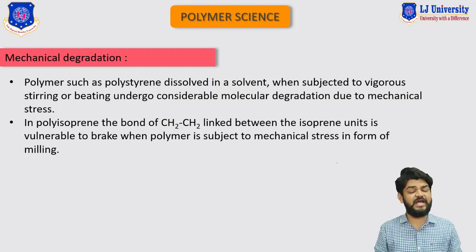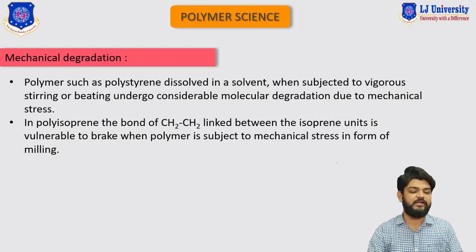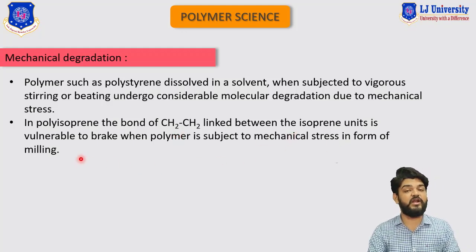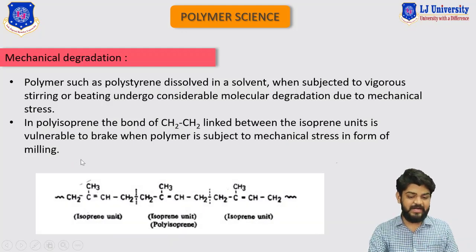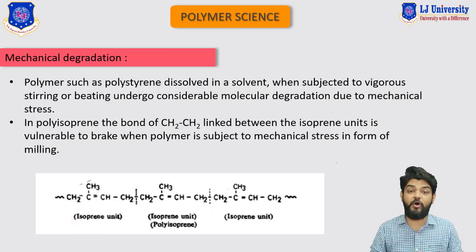Now let's understand this mechanical degradation of the polymer with the example of polyisoprene. As you can see here, in polyisoprene the bond of CH2 to CH2 linked between isoprene units is vulnerable, so it can be easily broken up, right? Here in this image you can see the entire structure of polyisoprene, which is made up of isoprene monomers. Here we have one isoprene, here another isoprene, here a third isoprene, right? All these isoprene monomeric units combine together to form polyisoprene.